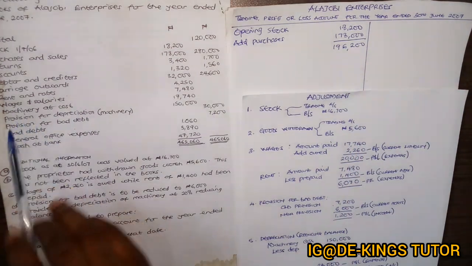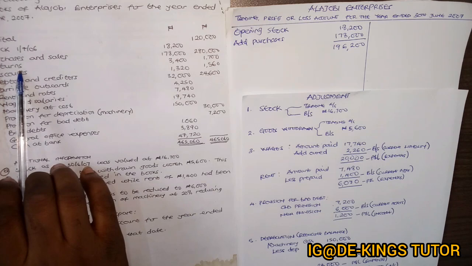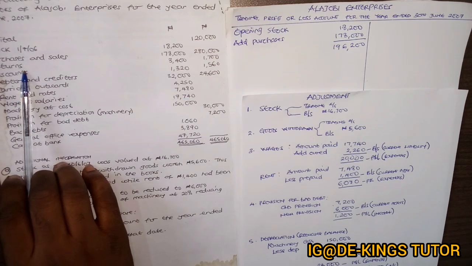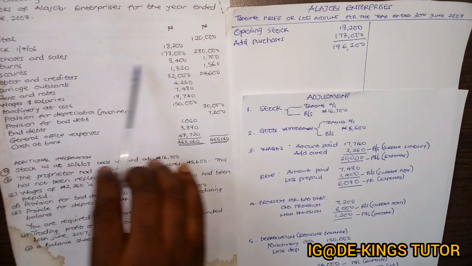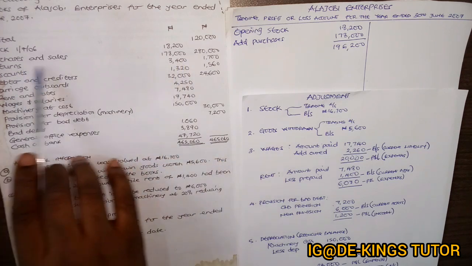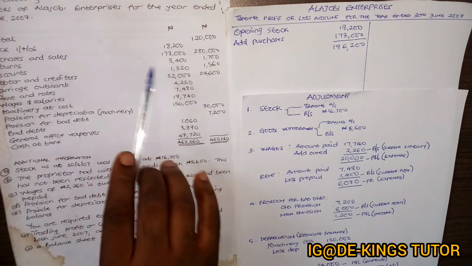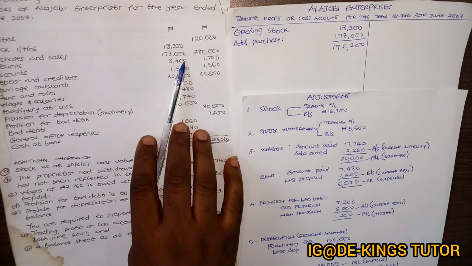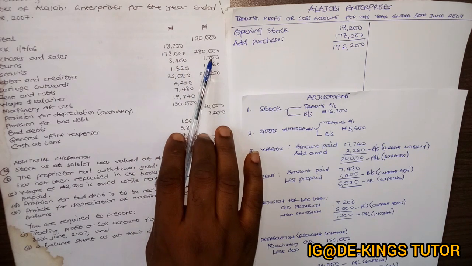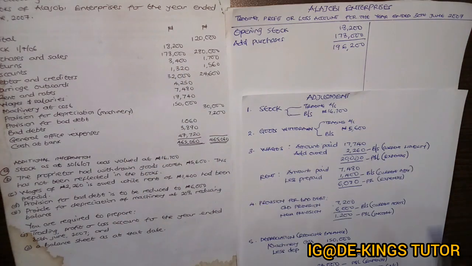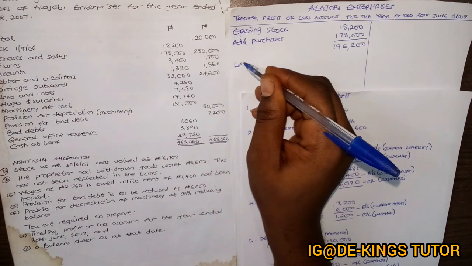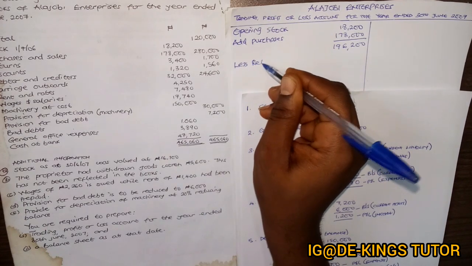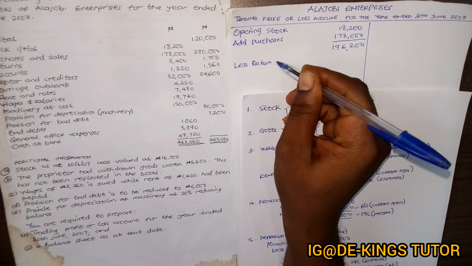Now let's check if there's a return outward. Now we have returns here, but both of them are together. Most of the questions use this to confuse students. But return inwards is the one at the debit, and return outward is the one at the credit side. So we have to say less return outwards.